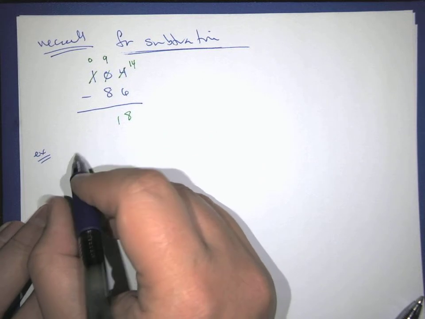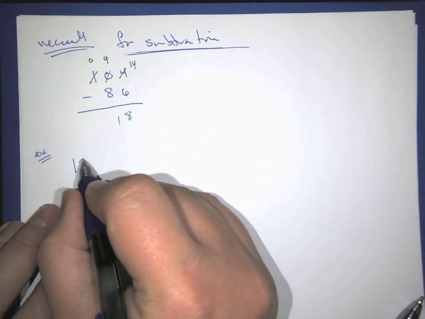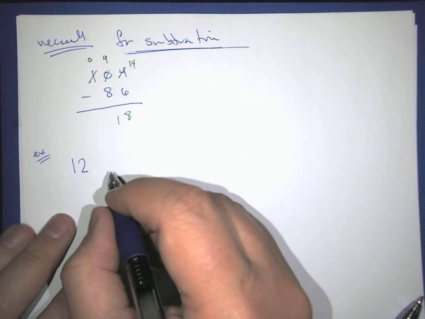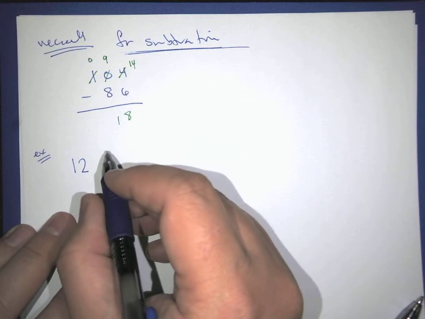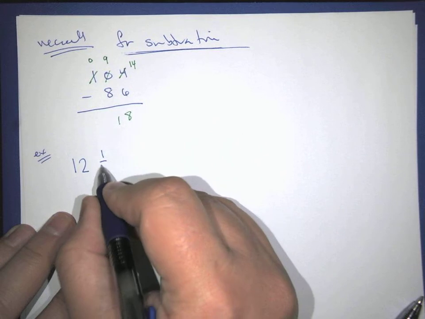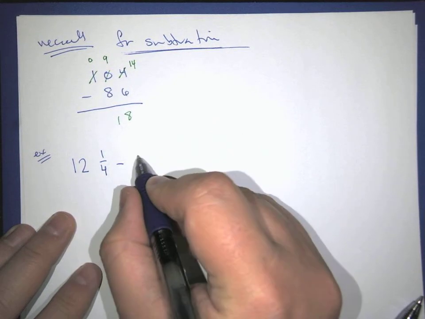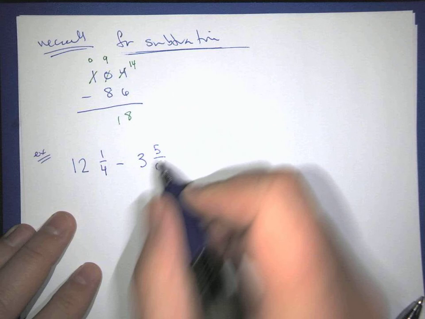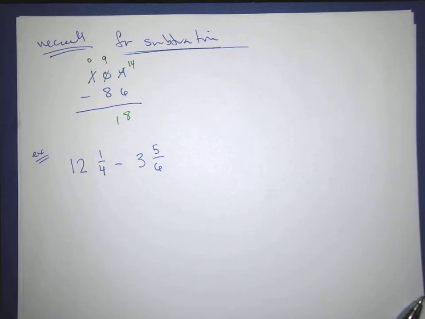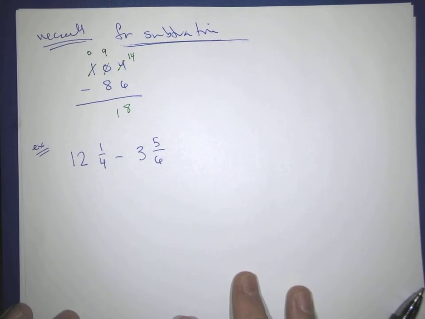Well, let's do something where we know the result we're going to get. Let's do 12 and 1/4, and subtract 3 and 5/6. So I know 12 and 1/4 is bigger than 3 and 5/6, and I know I'm going to end up with a positive result here.